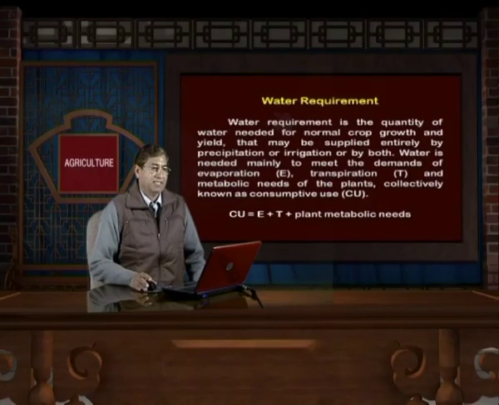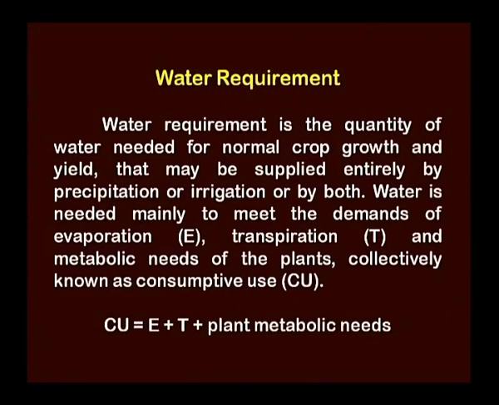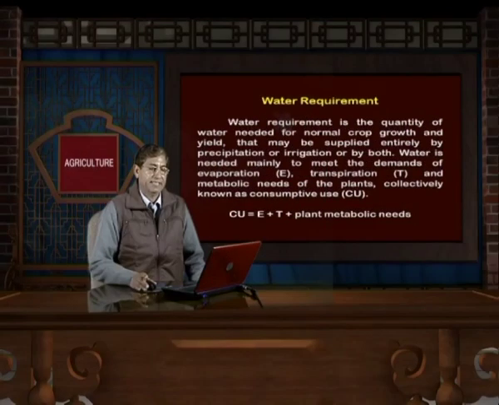Water requirement is the quantity of water needed for normal crop growth and yield that may be supplied entirely by precipitation or irrigation or by both. Water is needed mainly to meet the demands of evaporation, transpiration and metabolic needs of the plants, collectively known as consumptive use. CU is equal to E plus T plus metabolic needs, where E represents evaporation, T represents transpiration and the next is metabolic needs.